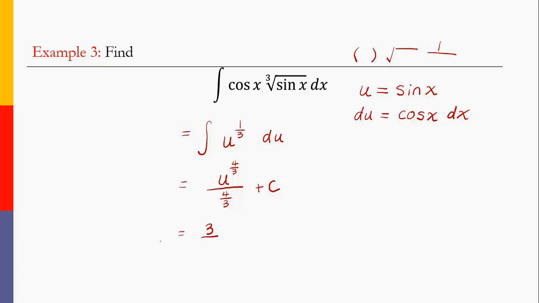We have 3/4 times sine of x to the 4/3 power plus c as the antiderivative.